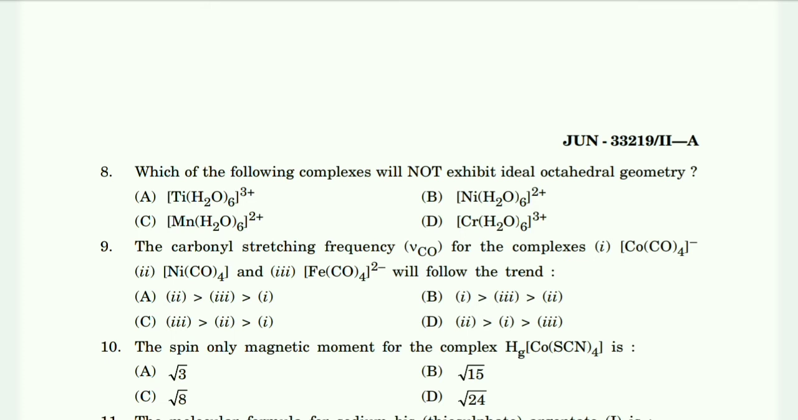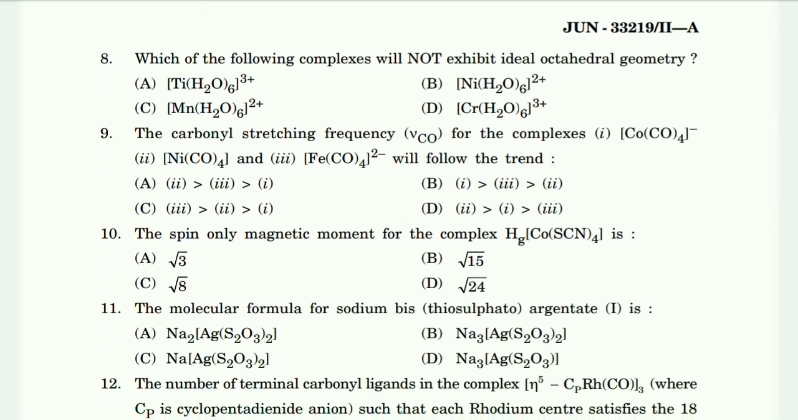Now let's check first, that is [Ti(H2O)6]3+. In this complex the titanium is present in the +3 oxidation state, so the number of d electrons present in titanium is only 1 electron. The geometry of this complex, [Ti(H2O)6]3+, is octahedral, so this 1 electron is present in the t2g orbital. So the t2g set of orbitals is unsymmetrically filled. So because of the Jahn-Teller distortion, [Ti(H2O)6]3+, the charge on the complex being +3, does not have ideal octahedral geometry. So option A is the correct option because of the Jahn-Teller distortion.